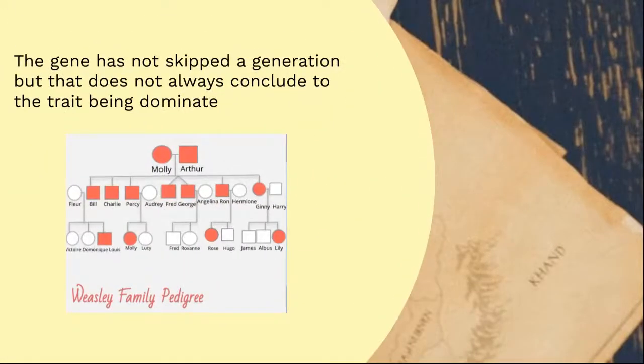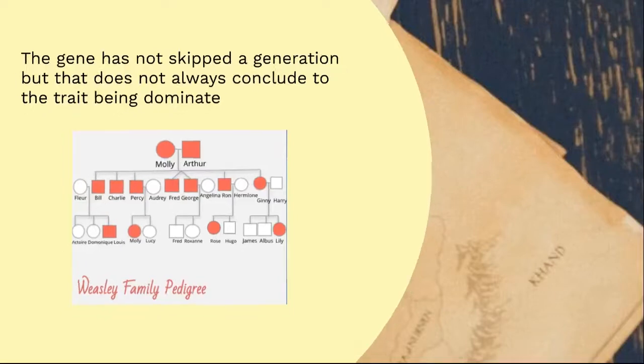Now, just because the gene did not skip a generation does not always mean that it is a dominant trait. The pedigree could be representative of either autosomal recessive or autosomal dominant.